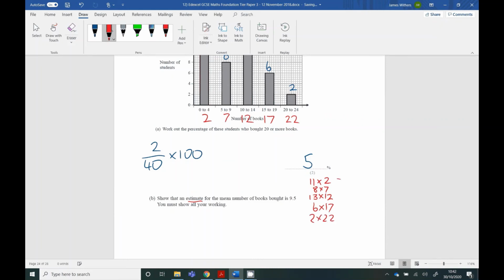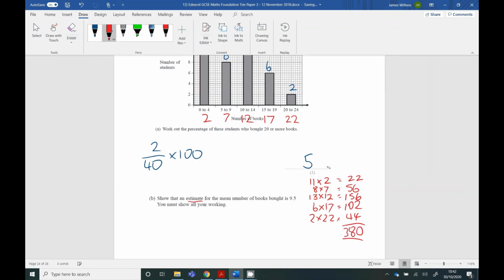So that allows us to work out the total number of books bought. Okay, 11 2s are 22, 7 8s are 56, 13 times 12 is 156, 6 times 17 is 102, and 2 lots of 22 is 44. So how many books is that in total? We'll add up that column. 22, add 56, add 156, add 102, add 44. We get 380 books.